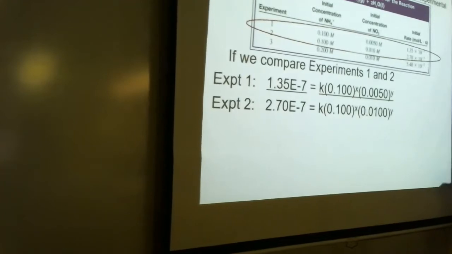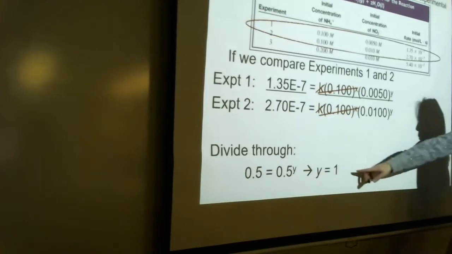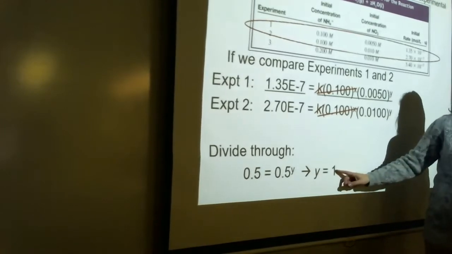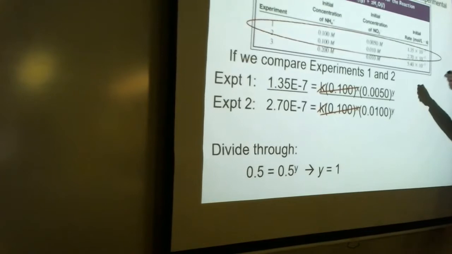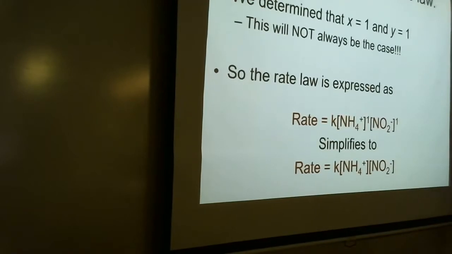Now I divide. K goes away, and 0.1 to the x goes away. And it gives me 0.5 is equal to 0.5 to the y. Hey, it's nice and neat. So y must be 1 as well. Okay? So now I know the value of x, and I know the value of y. So there is my rate law.